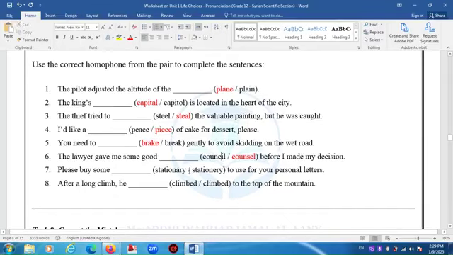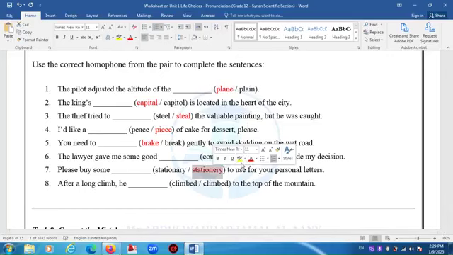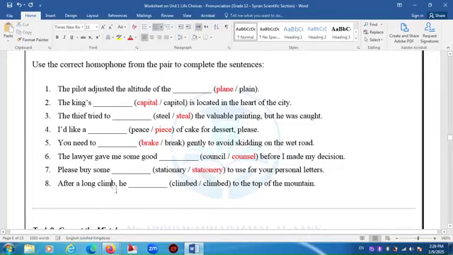Please buy some stationery, A or stationery, E. It's the stationery. Now, after a long climb, he climbed, B-E-D, or climbed to the top. By the way, both are correct, and you will use the first one. There is no difference between them.